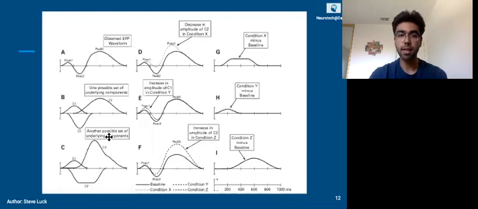And notice that in this, let's pick B for example. In B, the first peak that we see here, C1, occurs at 100 milliseconds. However, the peak that we see here in panel A occurs at 50 milliseconds.